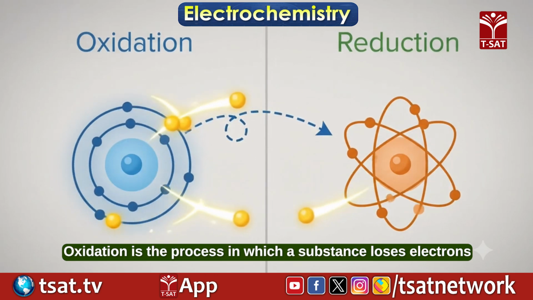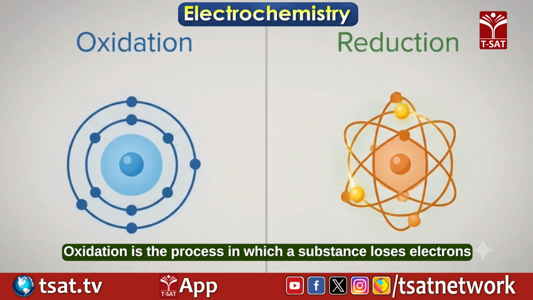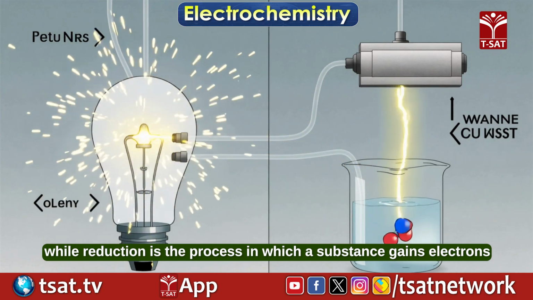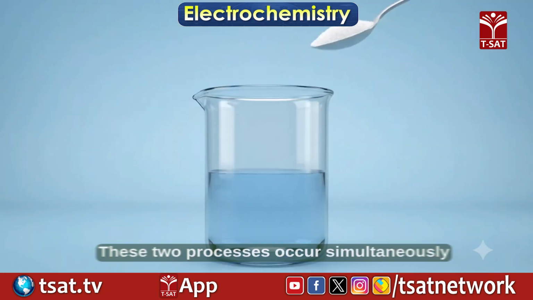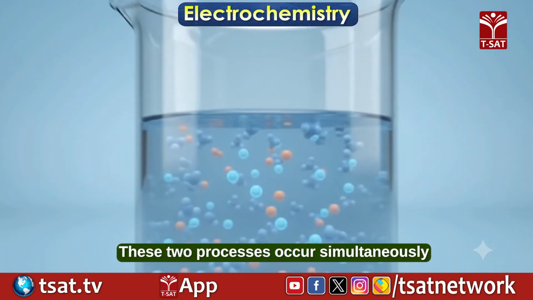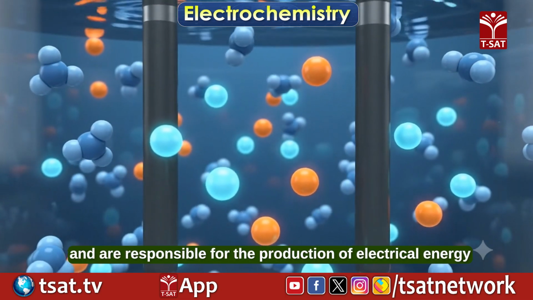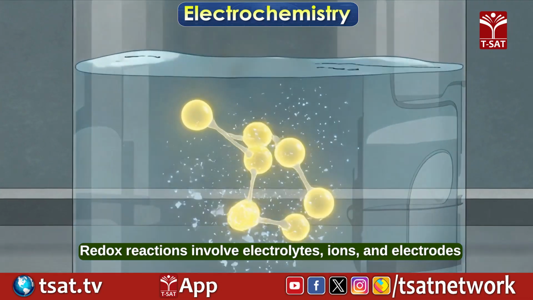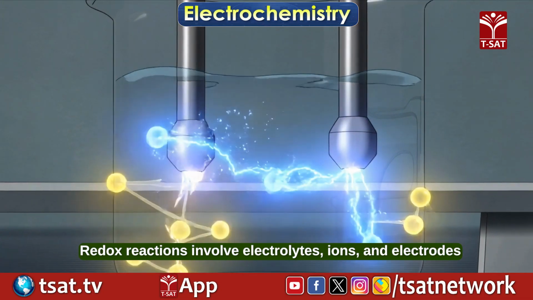Oxidation is the process in which a substance loses electrons, while reduction is the process in which a substance gains electrons. These two processes occur simultaneously and are responsible for the production of electrical energy. Redox reactions involve electrolytes, ions, and electrodes.